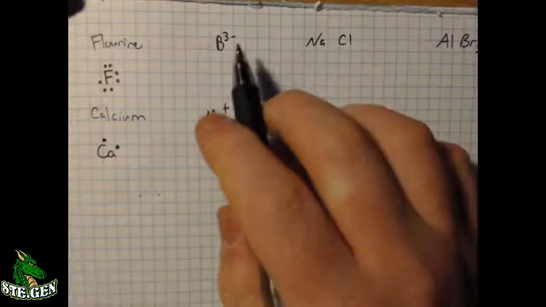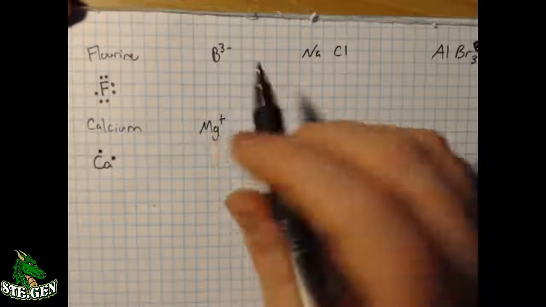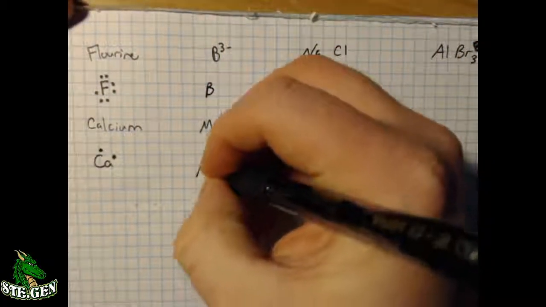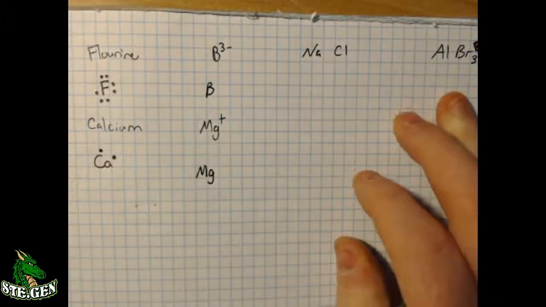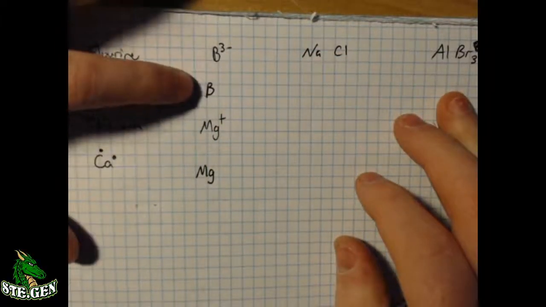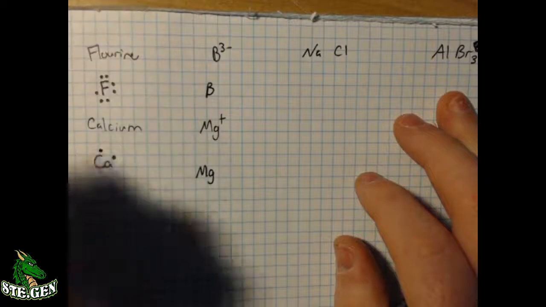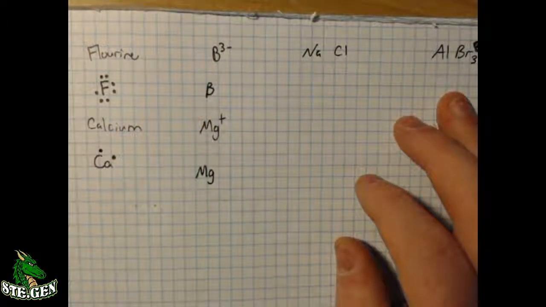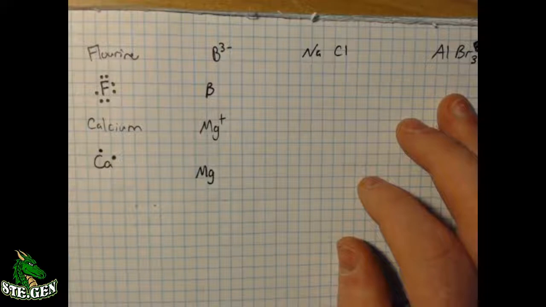Okay, for our next one, we've got boron. So I'm going to go ahead and write boron. And I'm going to go ahead and write magnesium. Now, boron, looking on the periodic table, normally has 3 valence electrons. It's in the 3rd column over, ignoring the D and the F block.